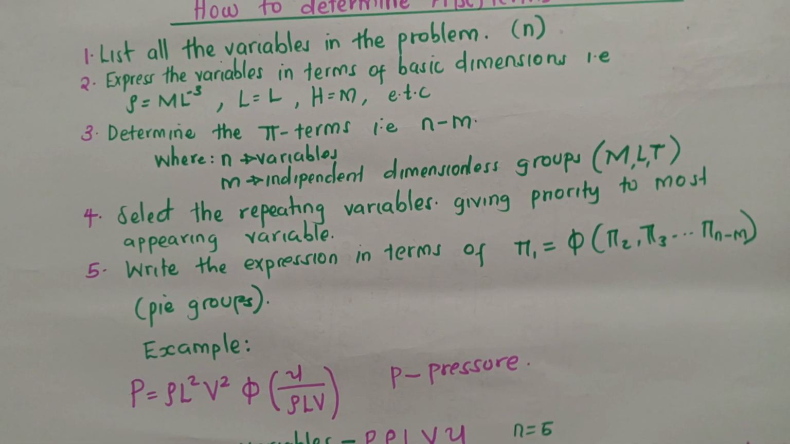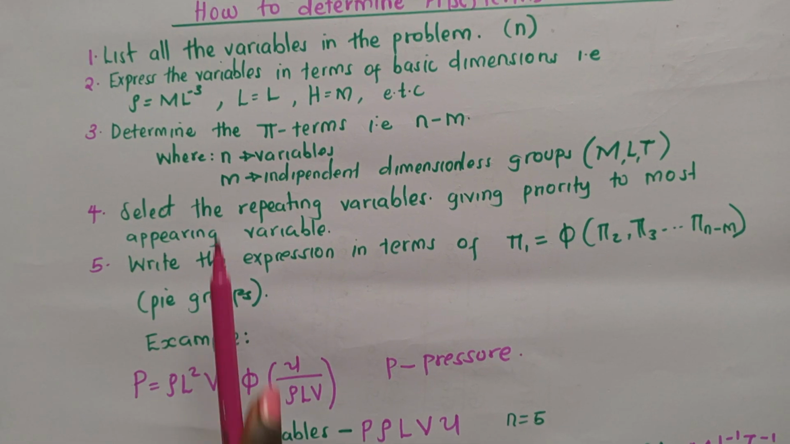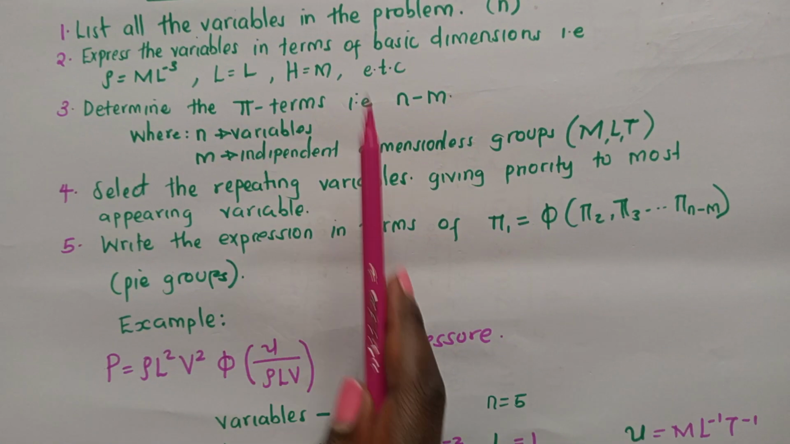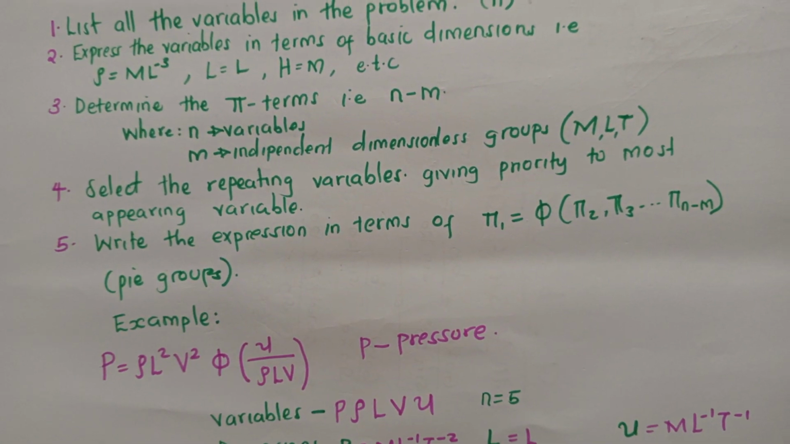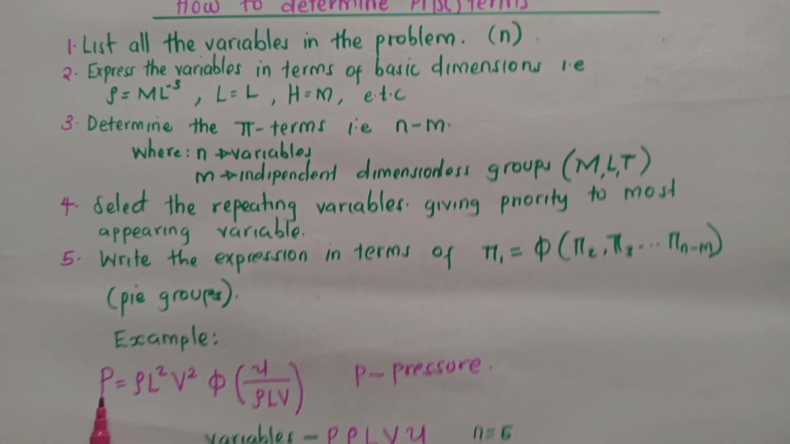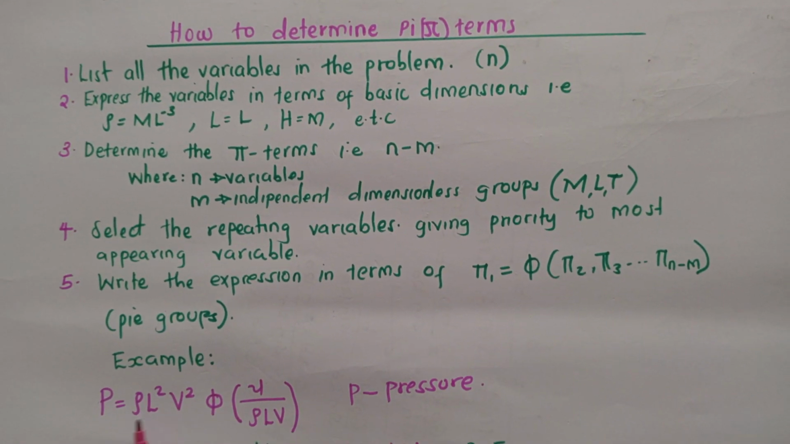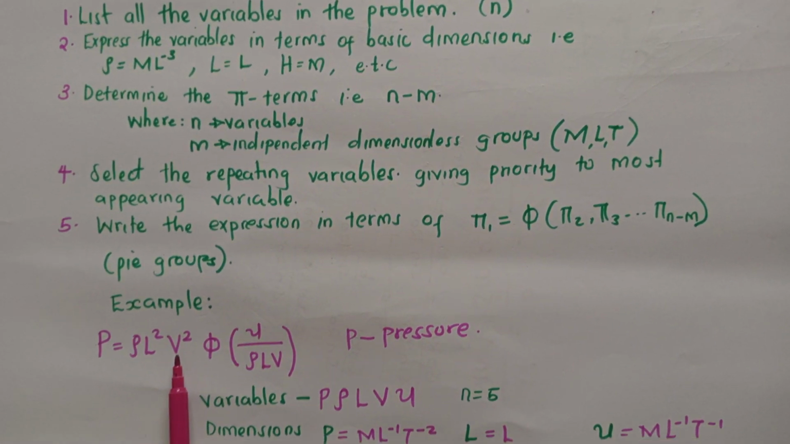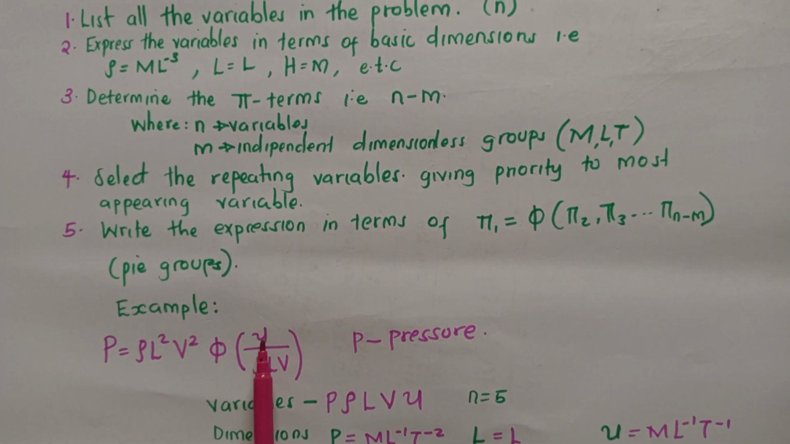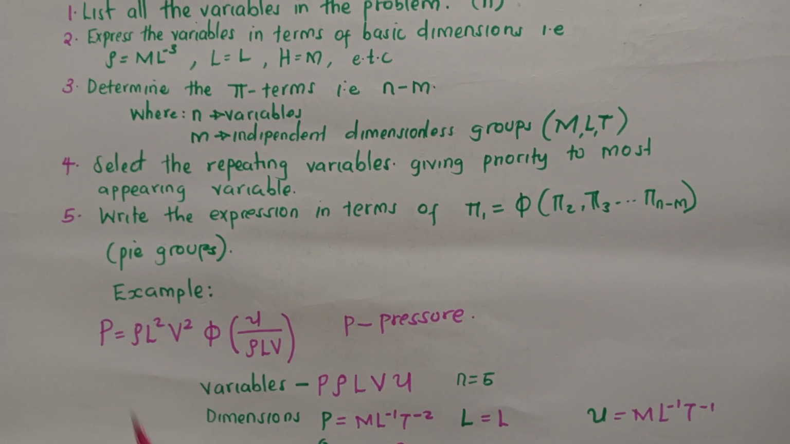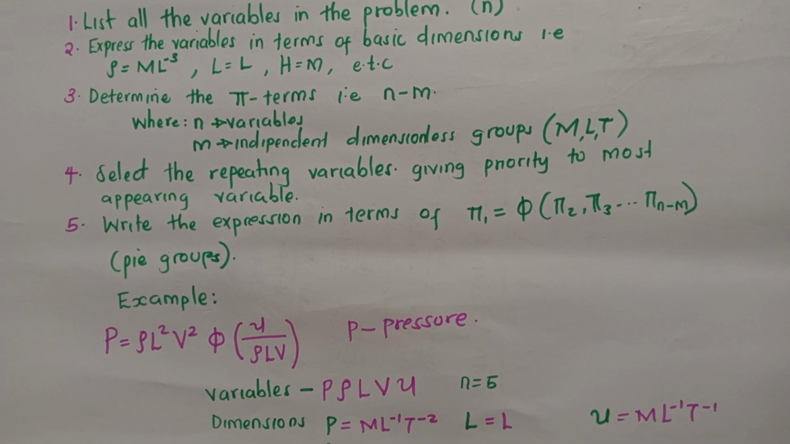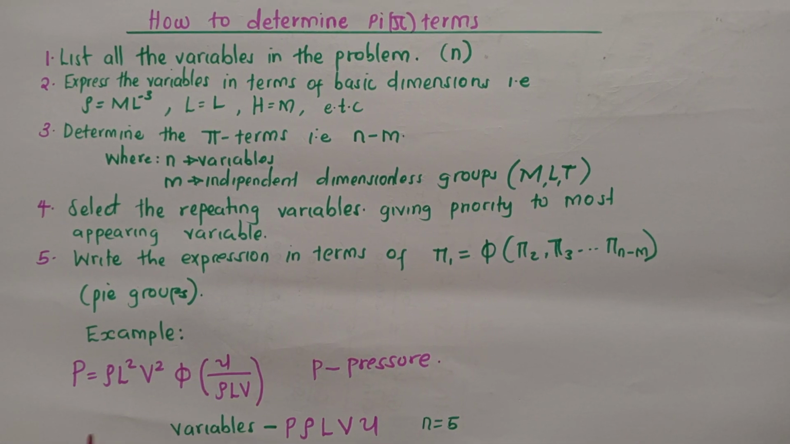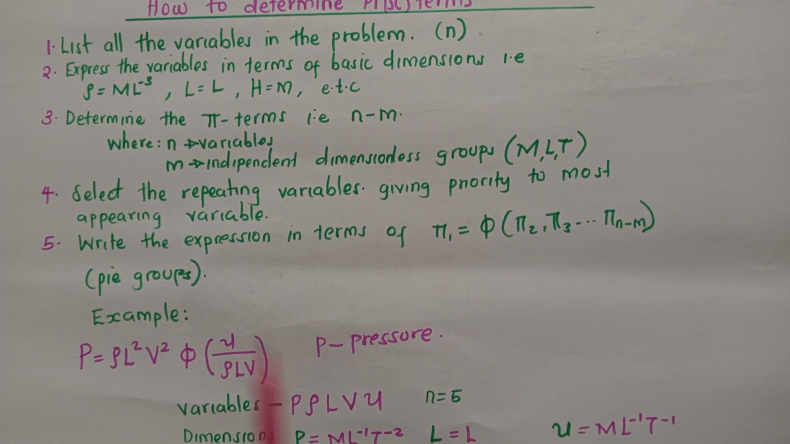So number one, what you need to consider is, first of all, to identify all the variables in that problem. The variables in this case are pressure, density, length, velocity, and mu. So we have 5 variables here.